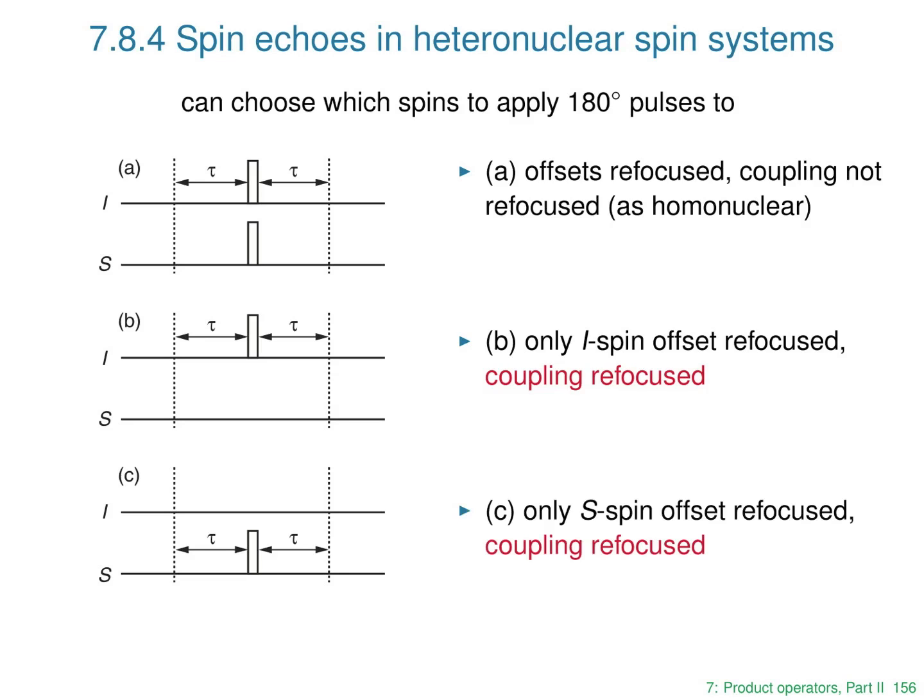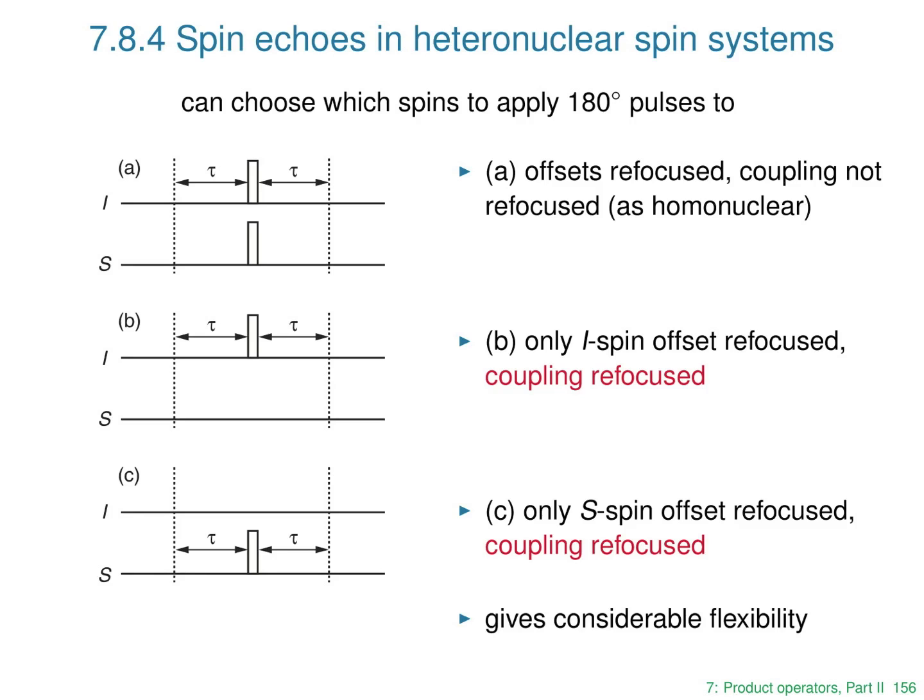And the third possibility is to apply the 180-degree pulse only to the S spin. If you do that, the offset on the S spin is refocused, but not on the I spin. And as I'll show you in a moment, the coupling is refocused in this spin echo. All right, so we're going to have a look at how sequences B and C work and why they're different to the homonuclear case.